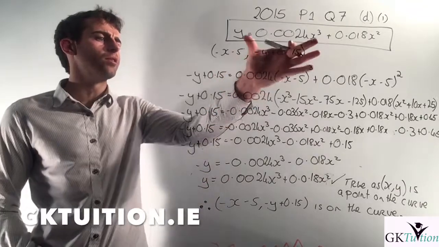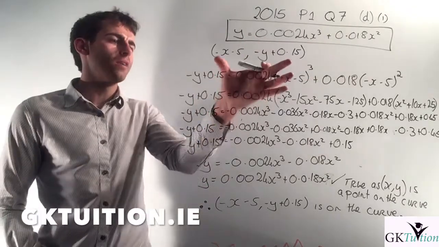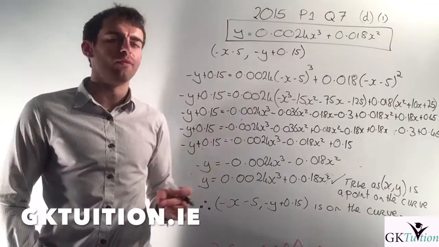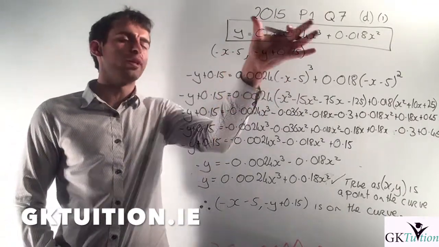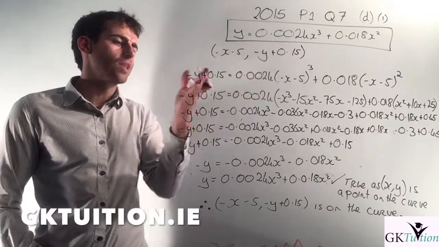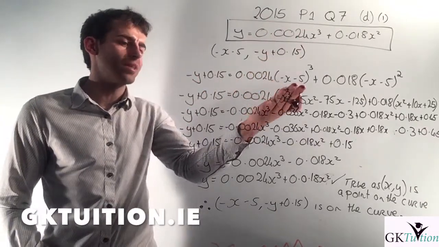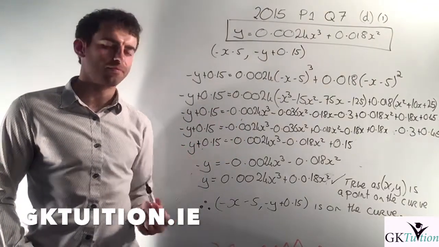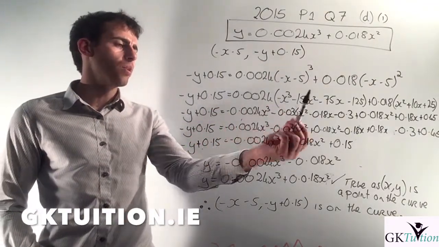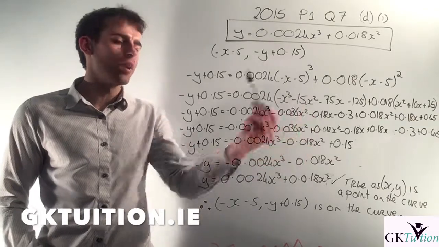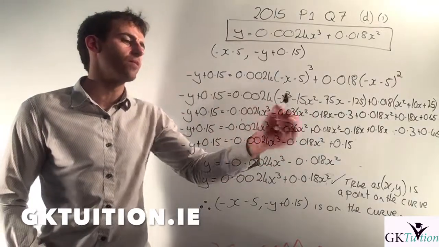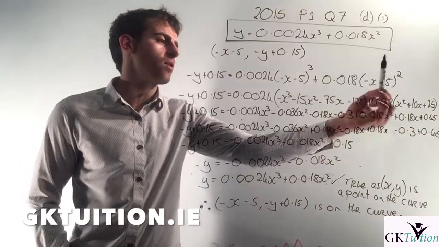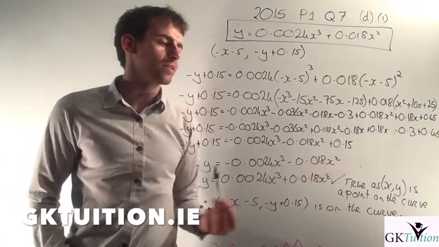So all I've done here is, this is my original function, and I have to sub in the coordinate x minus 5, minus y plus 0.15, and prove that this is a point on the line. So all I've done in the next line is everywhere there was an x, I've subbed in this. Everywhere there was a y, I've subbed in minus y plus 0.15. On the next line, what I've done is I got my minus x minus 5 and I've cubed it. So I've multiplied it by itself 3 times and I got this. I got minus x minus 5 and I multiplied it by itself twice and I got this.